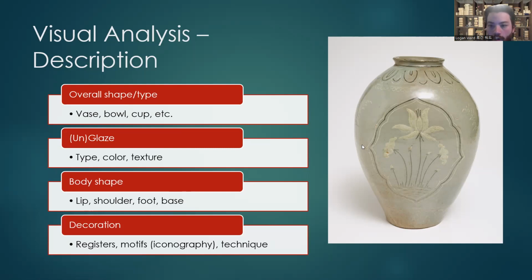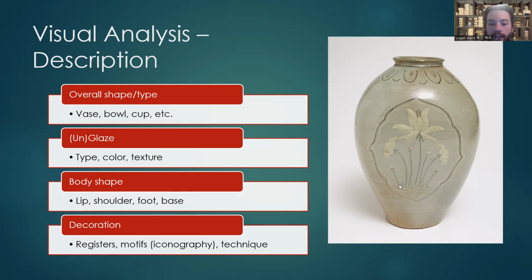The motifs. Motifs refers to icons and symbols like iconography does, but it can also just be basic patterns as well. So for example, circles: it doesn't necessarily have a symbolic meaning. It doesn't look like anything. It's just a circle. It's a pattern that they put on it, right? So that's a motif. So you want to pay attention to that. Pay attention to whether there is a main image on the vessel, like there is on this one. And then the technique.